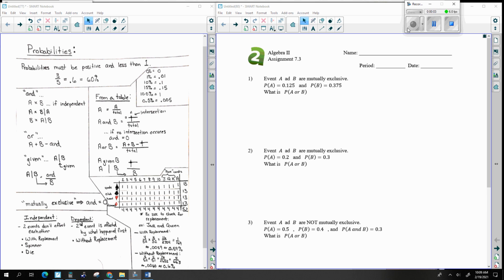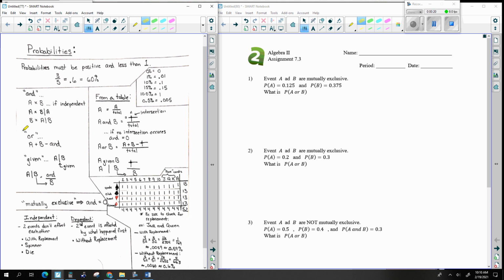Okay, here we go with assignment 3 of unit 7. This is probabilities, and this assignment deals extensively with the word or. Looking at our reference sheet, what we really need to be looking at is the equation right here. A or B is A plus B minus and.